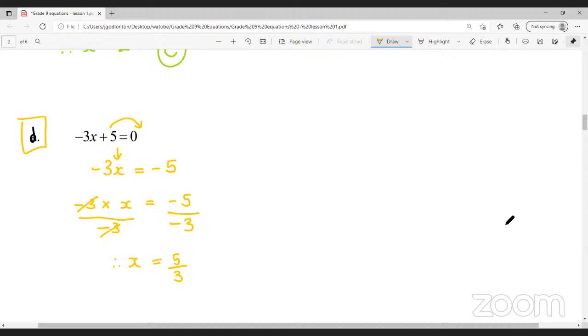And it's okay if we have a fraction answer. It's not the end of the world. Fractions are okay. We're allowed to like fractions. So that was really good.